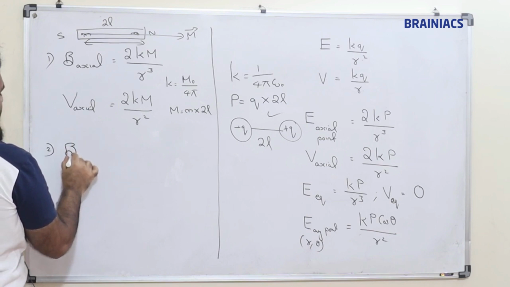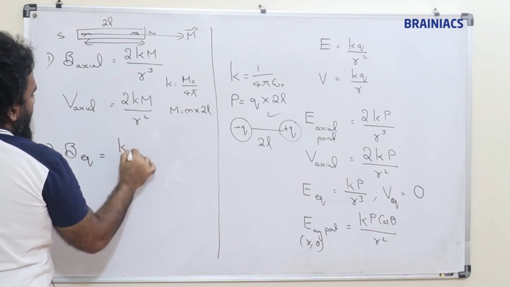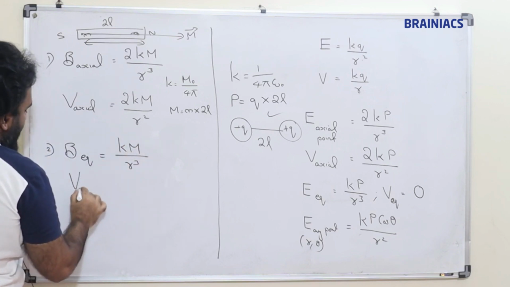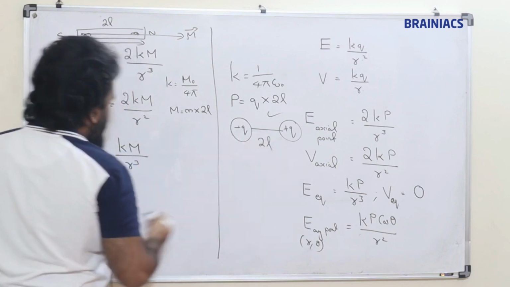The magnetic field at the equatorial point is K M by R cube. Potential at the equatorial point will be 0, just like the same case.